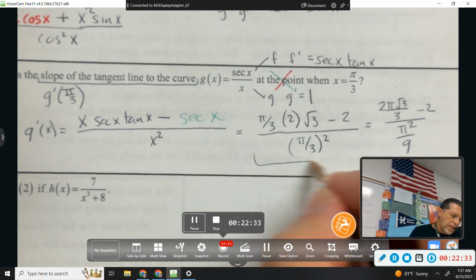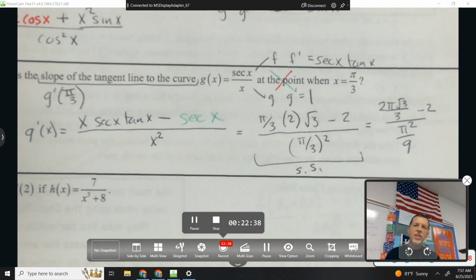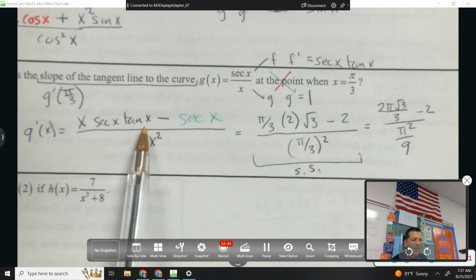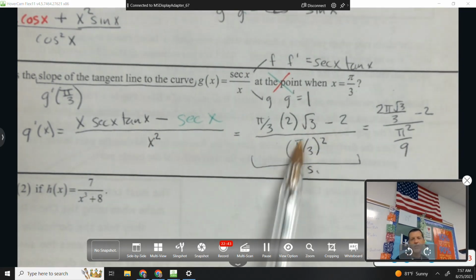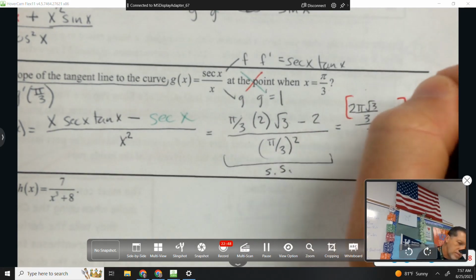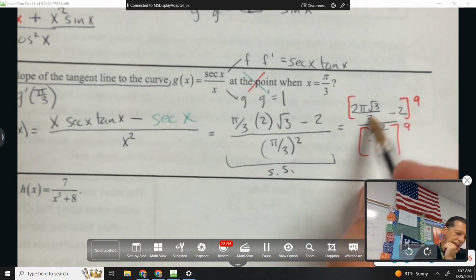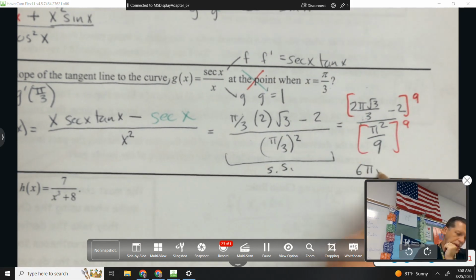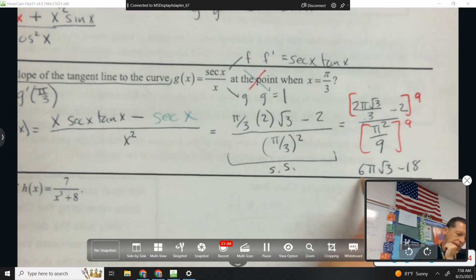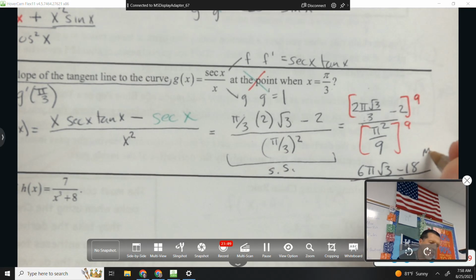By the way, that was a safe stop, that last step. You've got to plug in on the safe stop. You can't stop short and say, well, let me just plug it in. You have to show the plug in. Then you've reached a safe stop. Multiple choice is going to clean that up. Multiply top and bottom by 9 to get rid of that 9 denominator. So let's see. 9 over 3 is 3. Times 2 is 6. So 6 pi root 3 minus 18 all over pi squared. What a lovely answer that is.